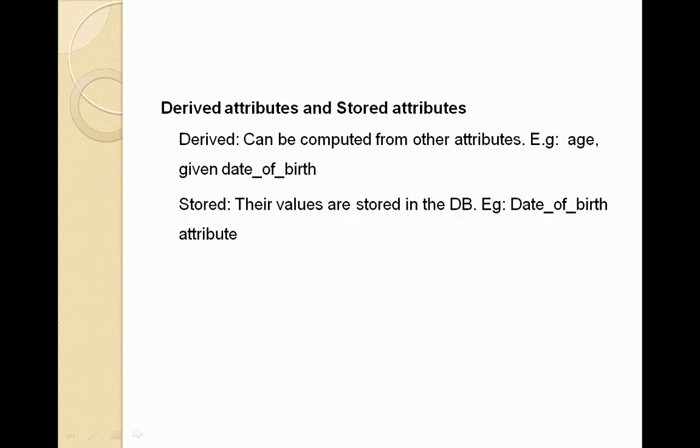The next category is derived attributes and stored attributes. Suppose in the database you store the date of birth of a person. The date of birth of a person will be referred to as the stored attribute, and you can anytime derive the age of that person. So age becomes your derived attribute. Derived attributes are those which can be computed from other attributes, meaning which can be computed from the stored attributes. And the stored attributes, these values are actually stored in the database.